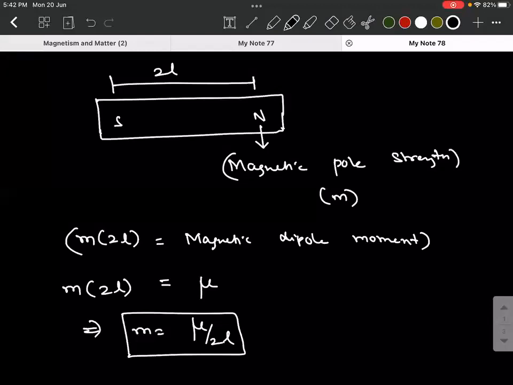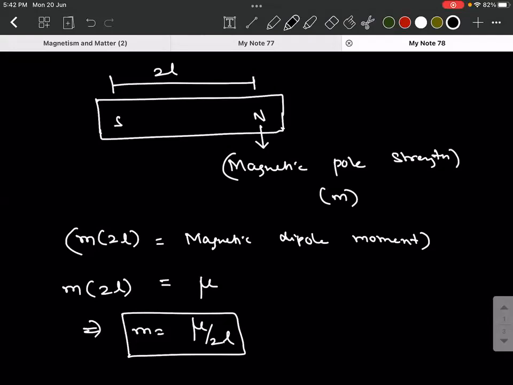Are you able to understand what I'm trying to say? Look at the formula. M is equal to mu divided by 2L. What is mu? Magnetic dipole moment. 2L is what? The magnetic length. Okay.